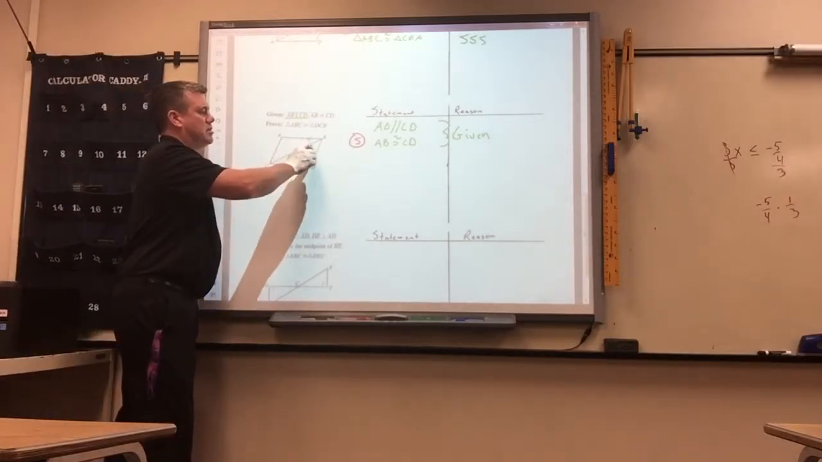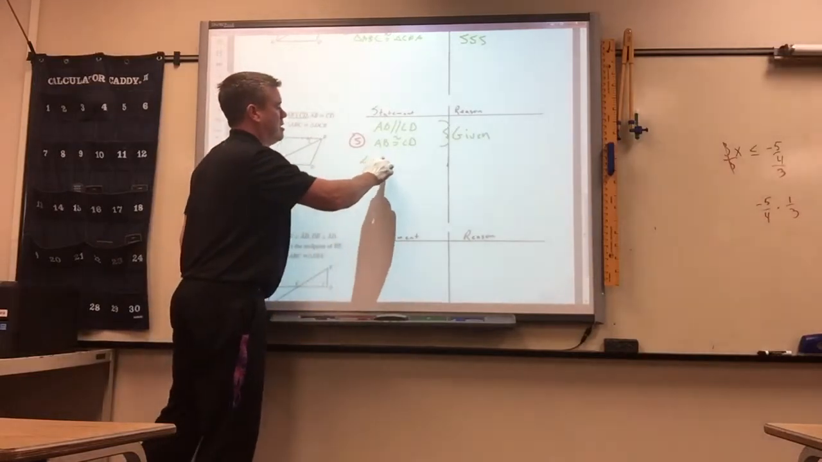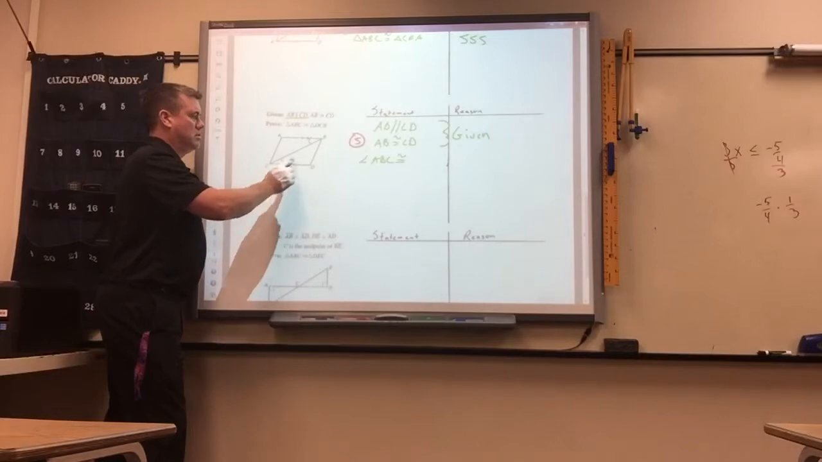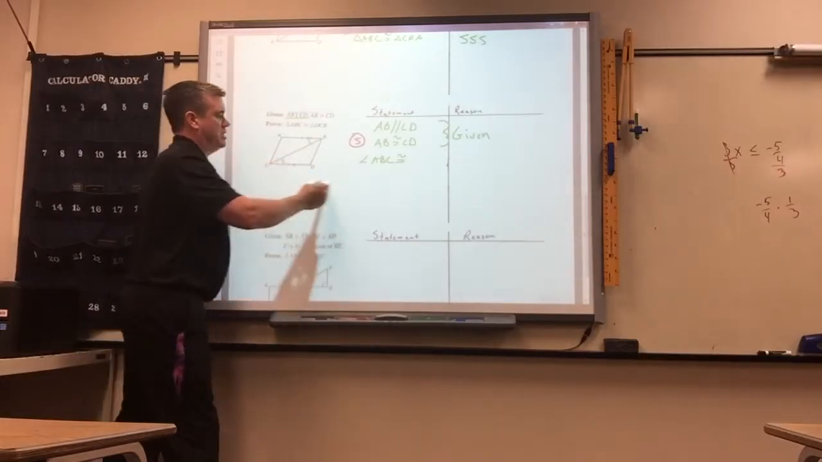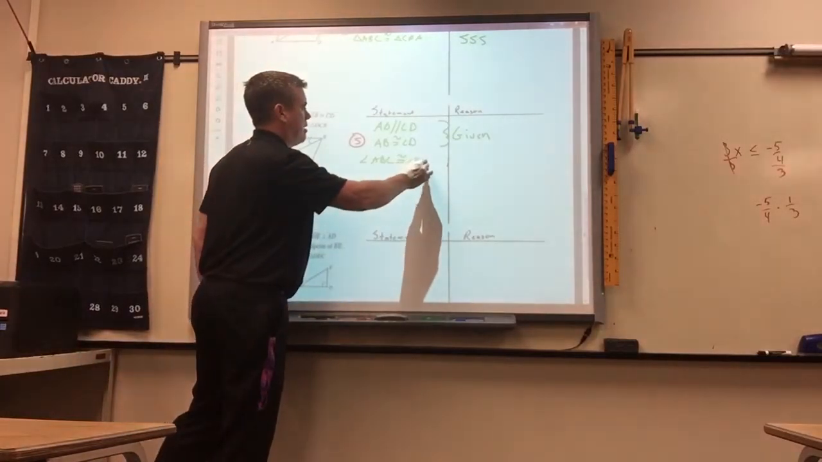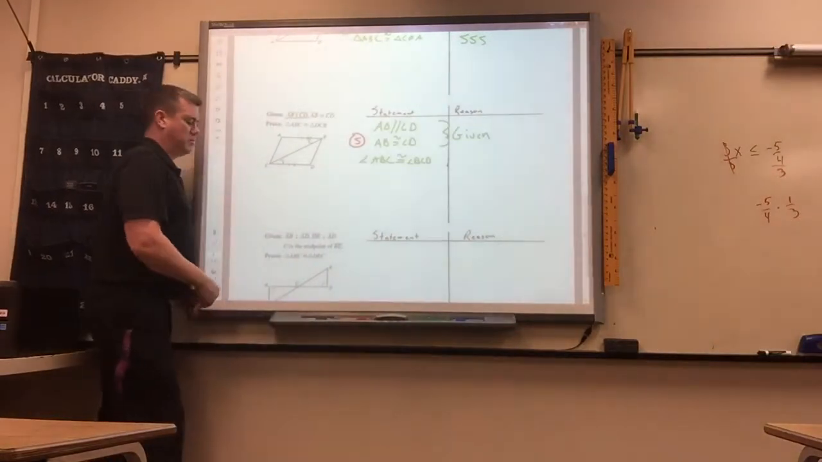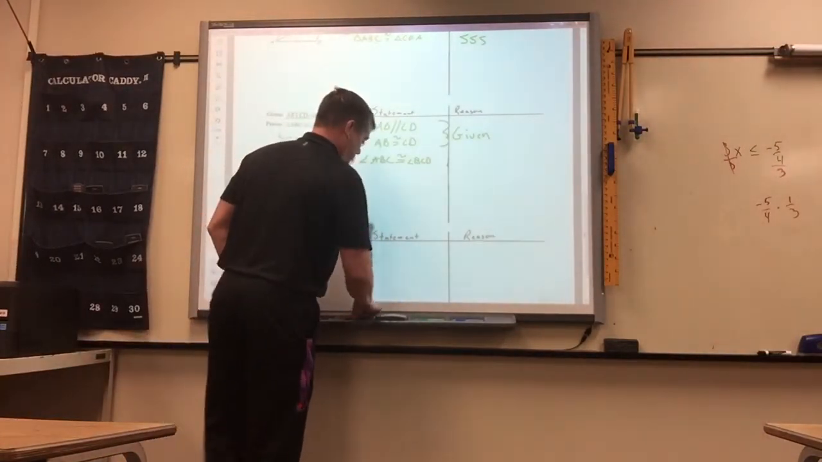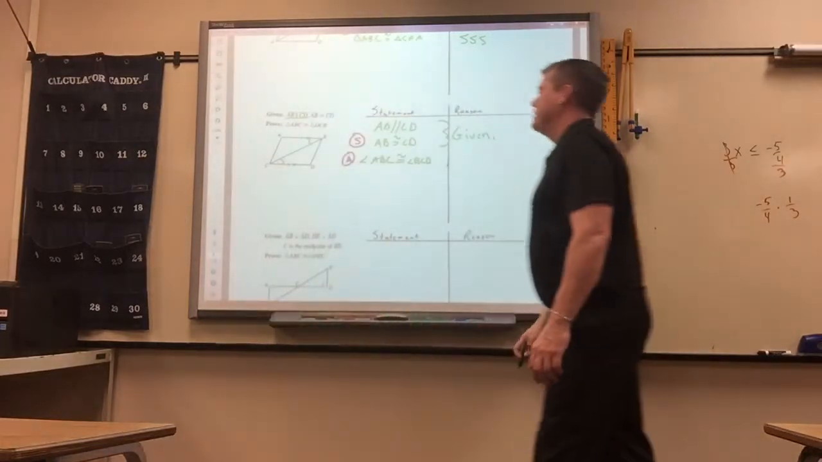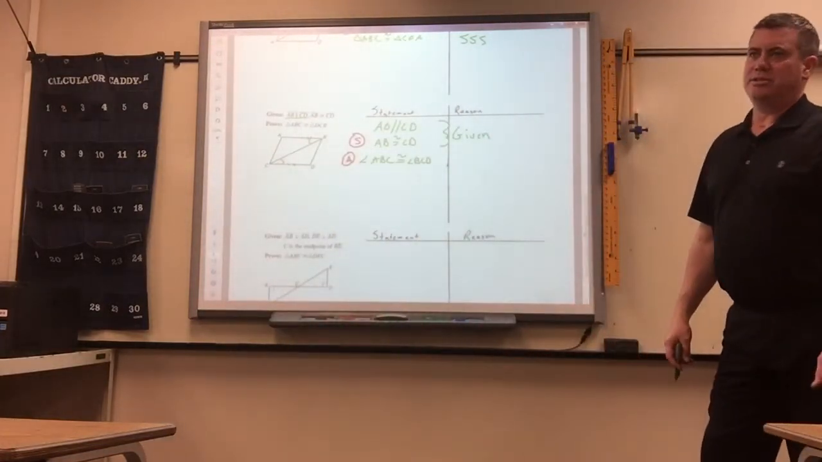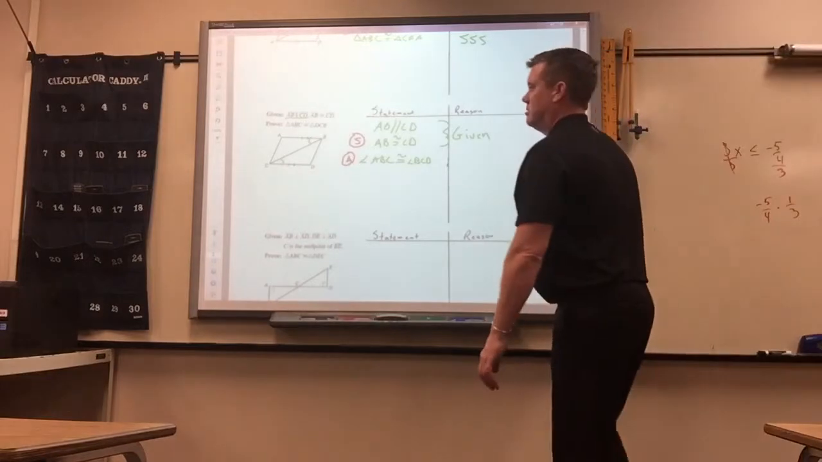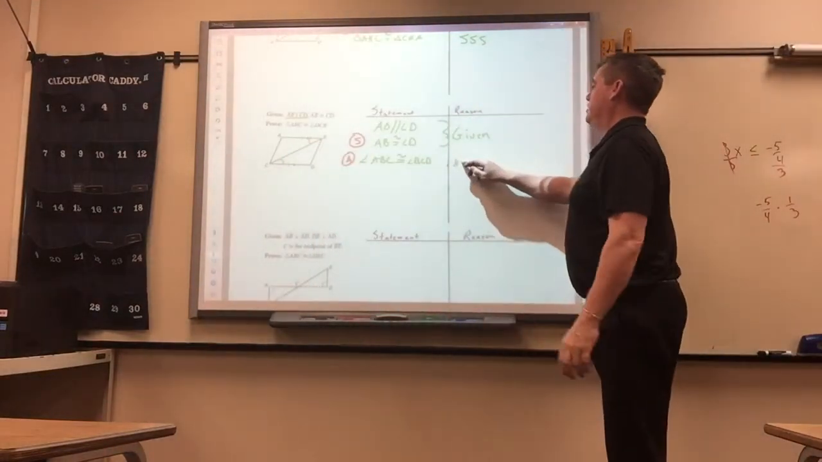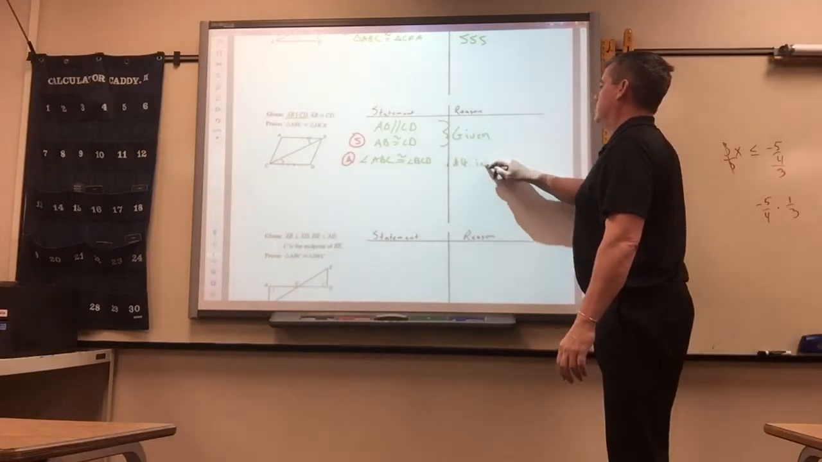ABC will be congruent to DCB or BCD, whichever you want to put. And that reason is, what kind of angles are they? Alternate interior angles are congruent.